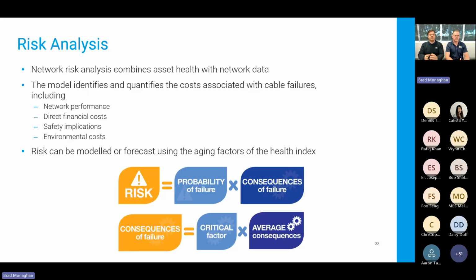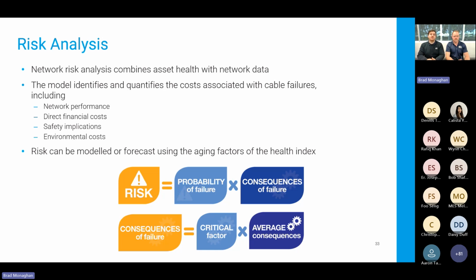And to do that, we start to do risk analysis. So risk analysis is where we take your asset health, we then know where it is in its life cycle, and based on statistics and probabilities of failure, we can determine what the chance of your particular asset failing is. But then we need to know what the consequences of that asset failing are. And to do that, we looked at 4 main categories. You've got your network performance, what happens to the network if that cable fails or de-energizes. Then direct financial costs, what does it cost you to repair that cable.